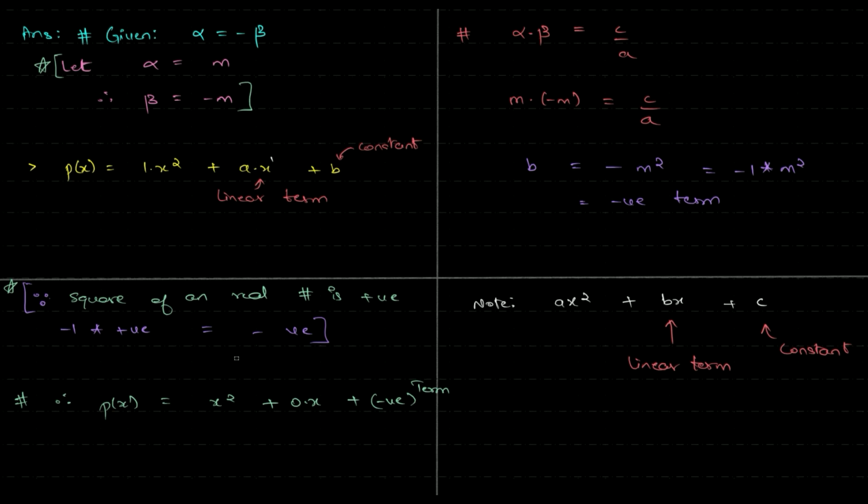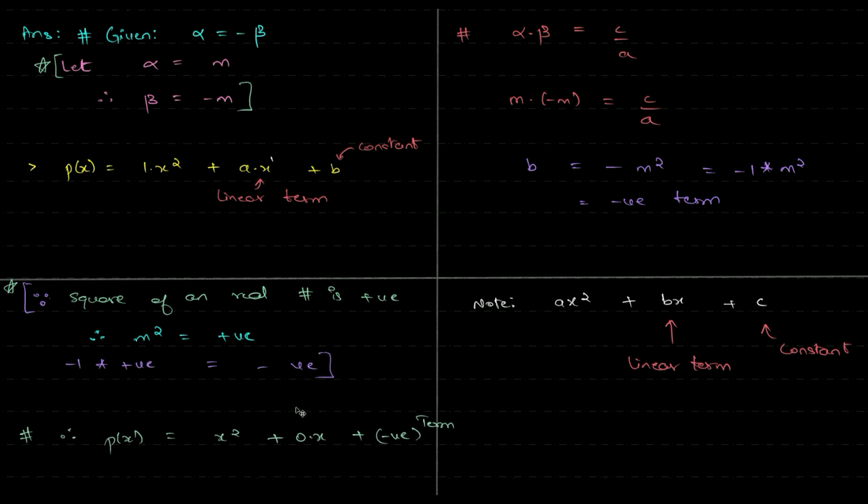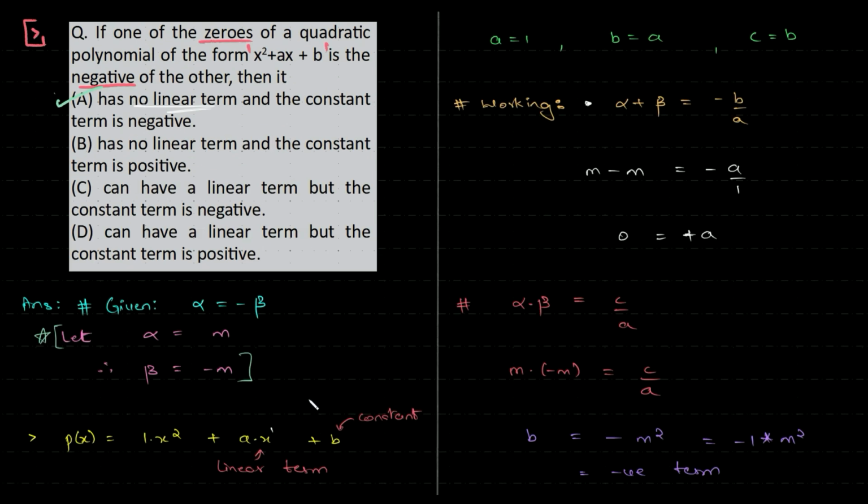Therefore, m square is positive. Okay. And then we have this. Make sense? Right? Okay. Going back, this would be your answer.